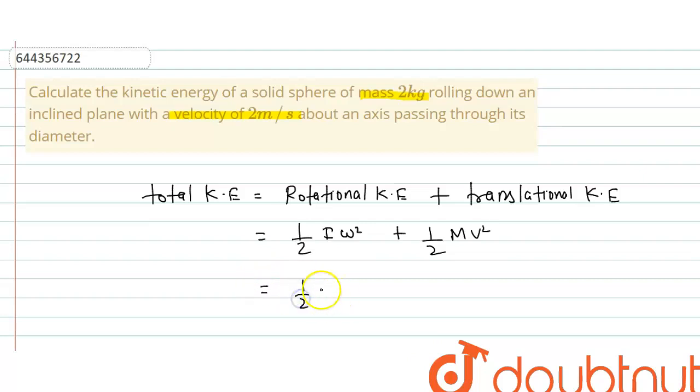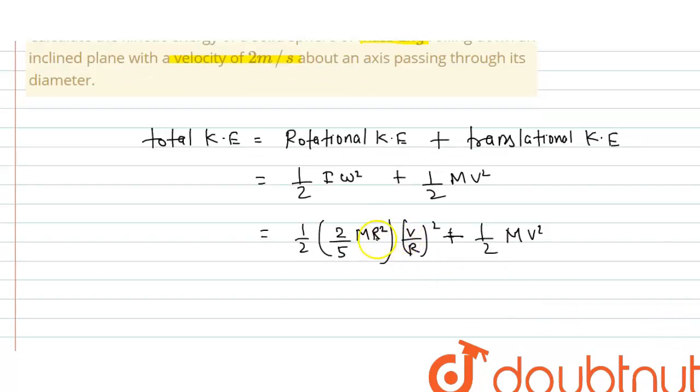So 1 by 2 times the moment of inertia about this axis passing through diameter, which for a solid sphere equals 2 by 5 m r square, where m is the mass, r is the radius, and omega we can write as v upon r, and this is whole square, plus half m v square. So from here we can see r square cancels out. This is 1 by 5 m r square, so m v square upon 5 plus m v square upon 2.